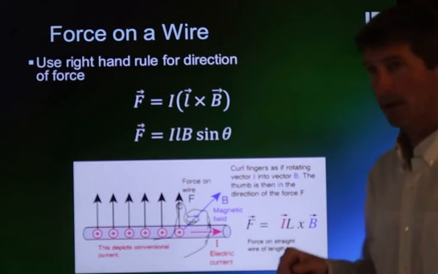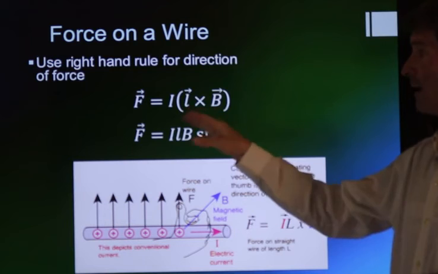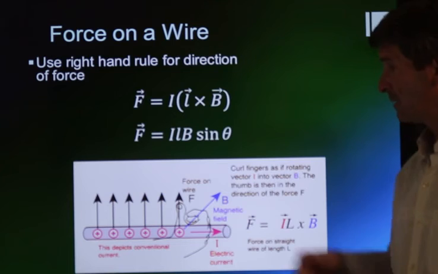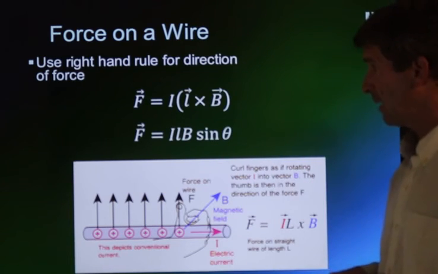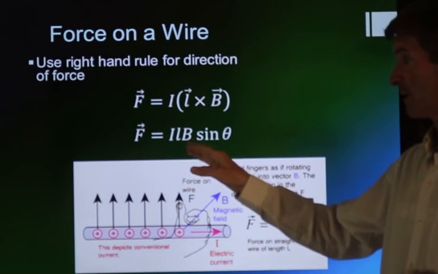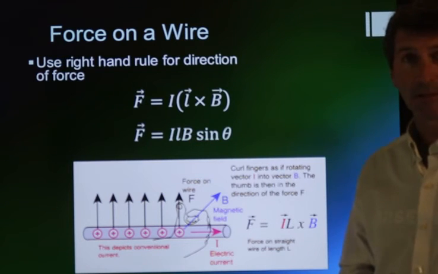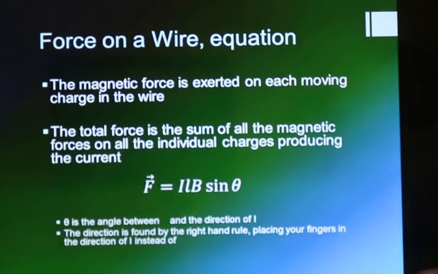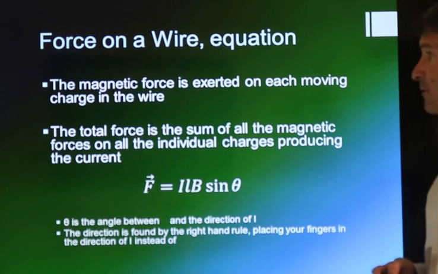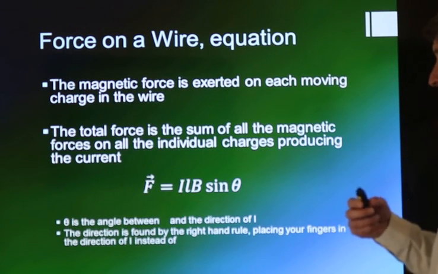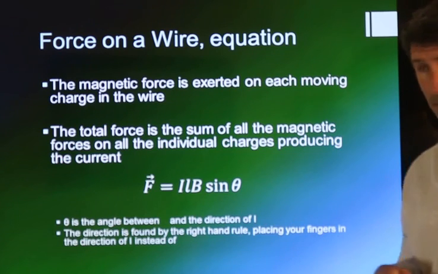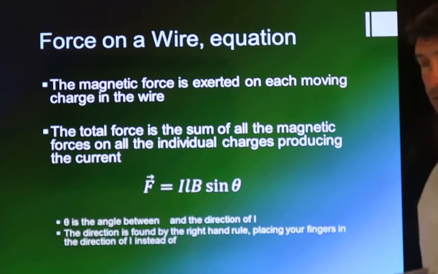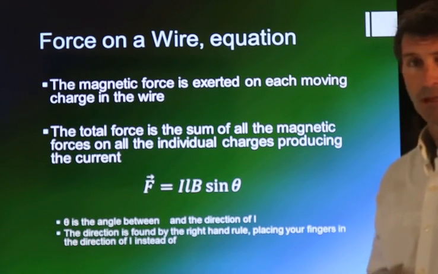So again, the force on a wire is equal to the current I L cross B. If we want to simplify it into its scalar form, it's just current times length times magnetic field times sine of theta. Again, the magnetic force is exerted on each moving charge in the wire. So the net force that the wire gets is really the summation of all those individual forces. And again, total force is I L B sine theta.